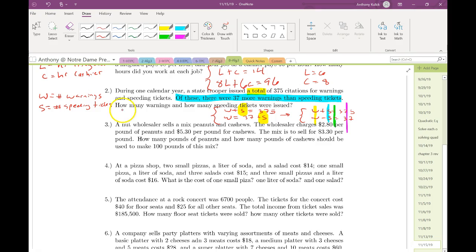When I do that, I should have gotten 169 speeding tickets and 206 warnings. If you solve that out with your calculator, that's the answer you get. And again, everybody's cool with getting this into our calculator and getting an answer to come out, right?